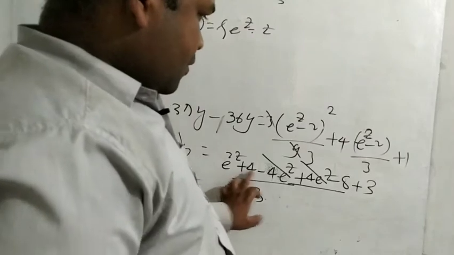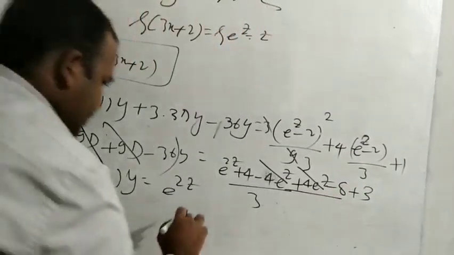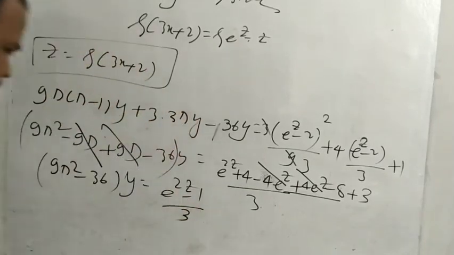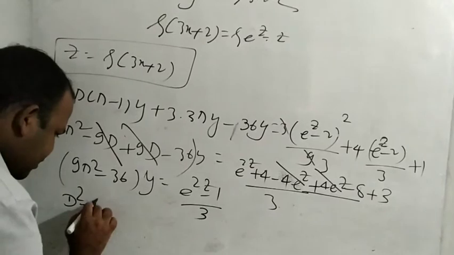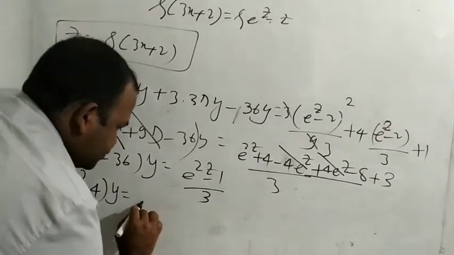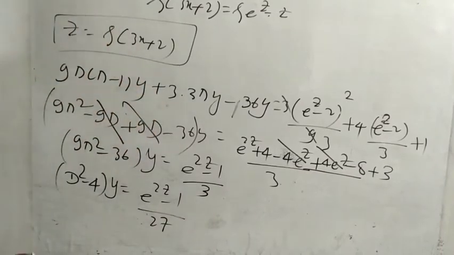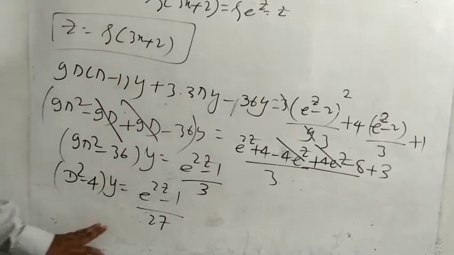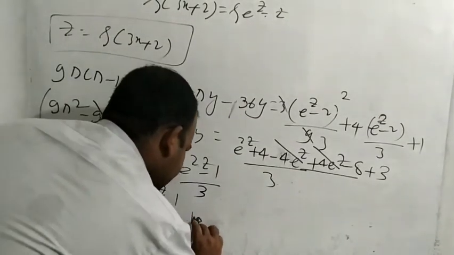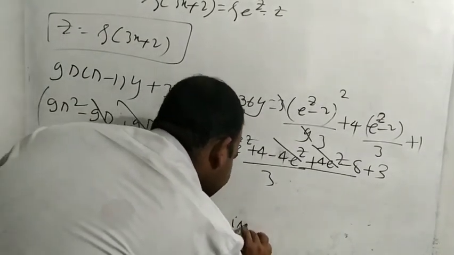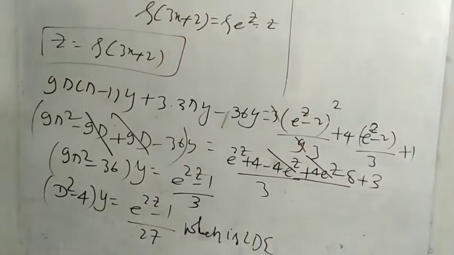Plus 4 minus 8 minus 4 plus 3 minus 1 upon 3. So this is 9 will be common. So this is d square minus 4 into y equals to e raised to 2z minus 1 upon 27. Okay, so this is known as the linear differential equation, LDE. So now you will find the CF and PI.